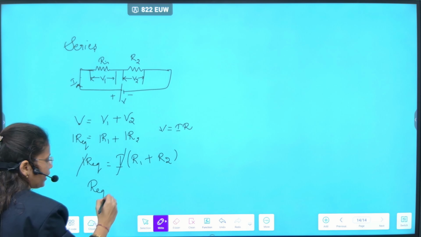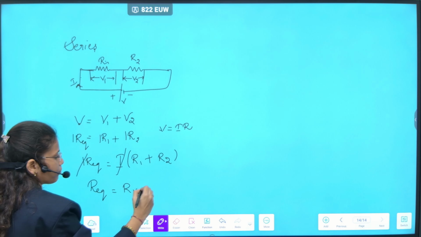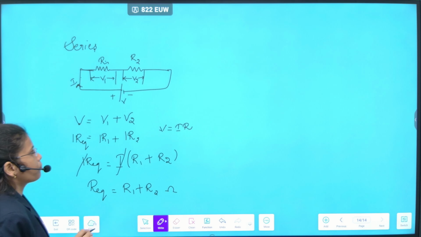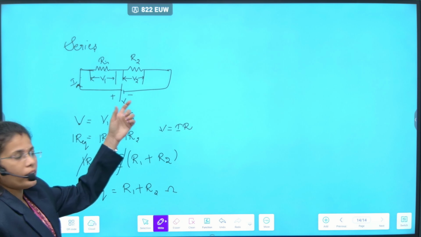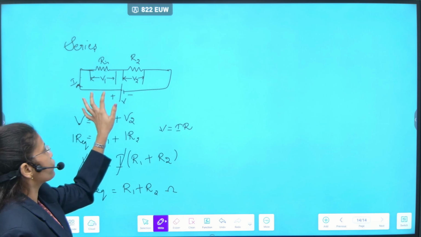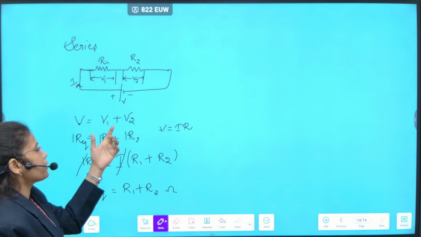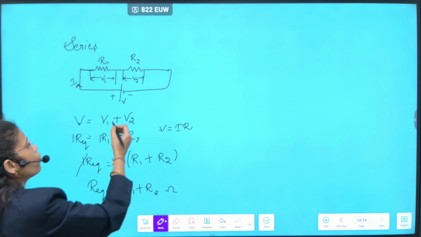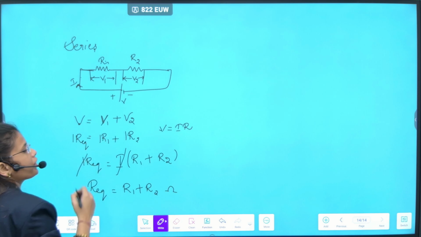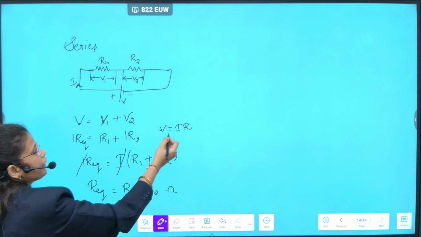R equivalent is equal to R1 plus R2 ohms. Voltage drop will occur across resistor 1 and resistor 2 as V1 and V2. The supply voltage V is equal to V1 plus V2. From Ohm's law, voltage can be written as I into R.